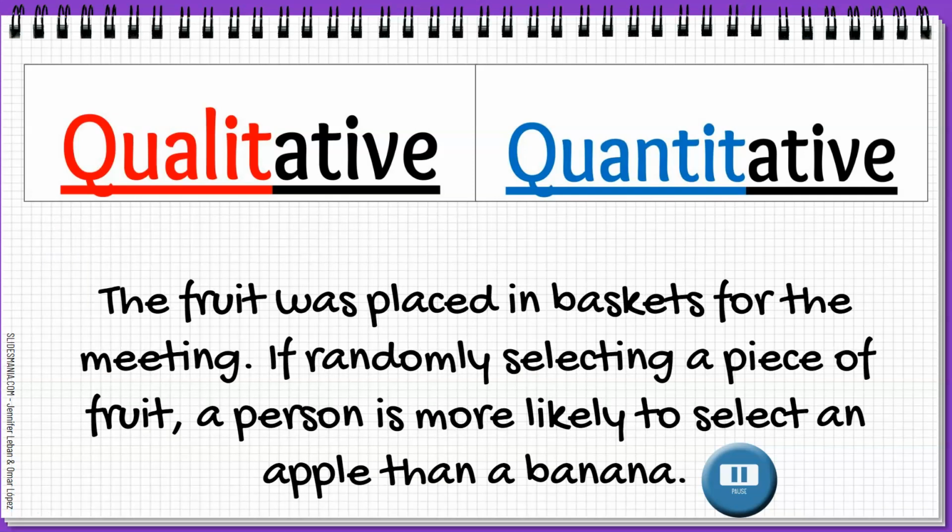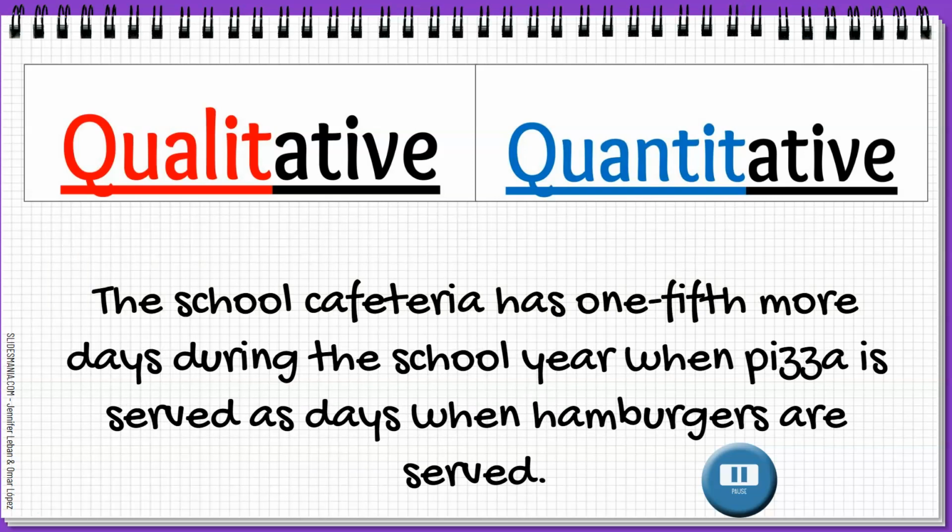All right, let's try our next one. The fruit was placed in baskets for the meeting. If randomly selecting a piece of fruit, a person is more likely to select an apple than a banana. Pause the video. All right, let's see how you did. This statement is a qualitative statement, more likely. It didn't give us a number, it just kind of told us it would be more likely.